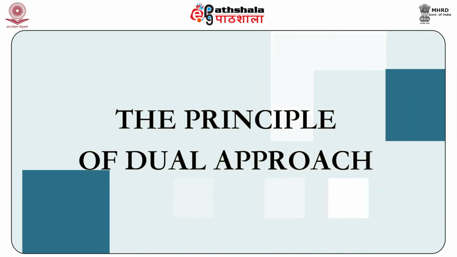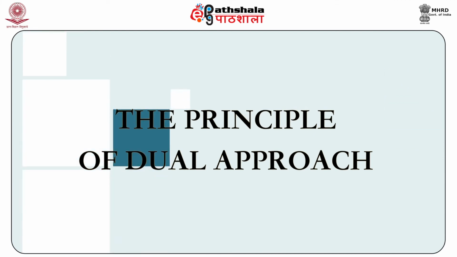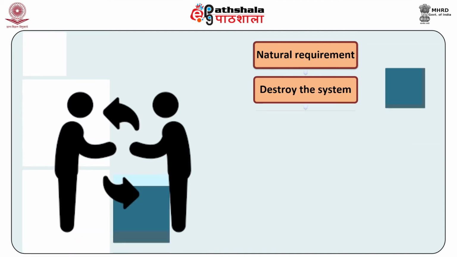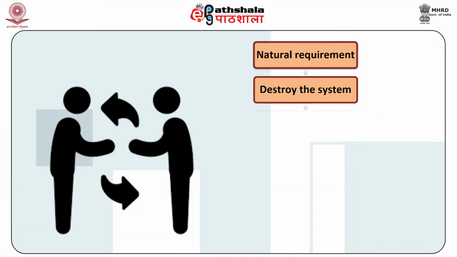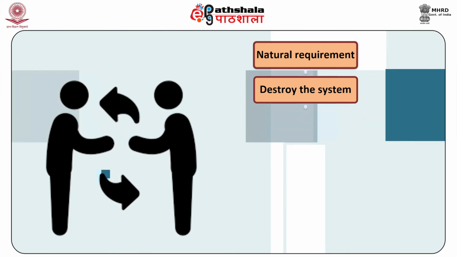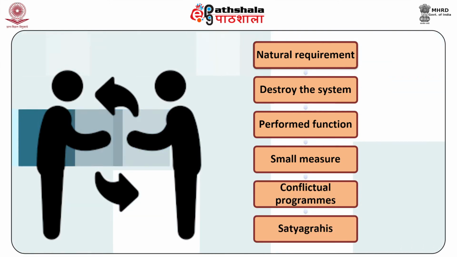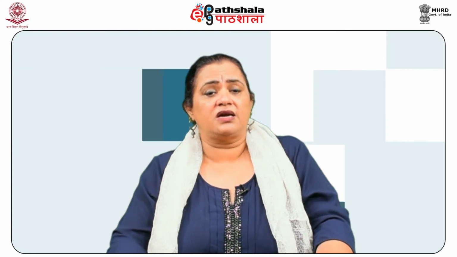The next principle of social action is the principle of dual approach. Any activist who has built a counter system or revived some moribund system that is thought to be beneficial to the needs of the mobilized, on a social self-help basis without involving the opponent. This is a natural requirement consequent upon the attempt to destroy the system established and maintained by the opponent. The Gandhian constructive work program performed such a function. In a small measure, together with the conflictual programs of Satyagrahis, this cooperative effort indicates that Gandhians adopted a dual approach in their mobilization.